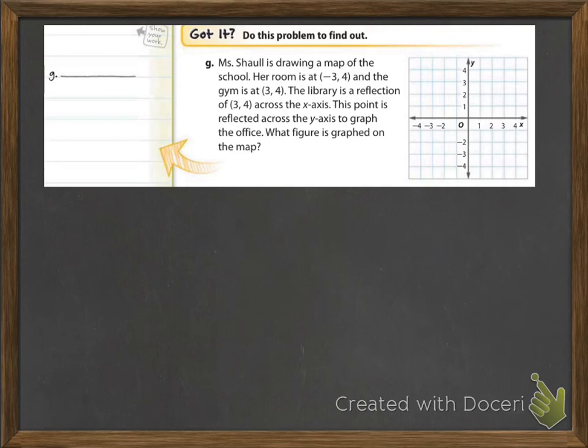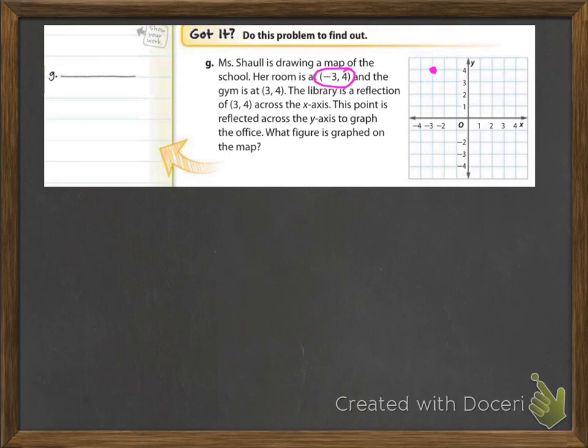Welcome back. Hopefully you were able to work through this problem with no problems. So I'm going to go ahead and color code this problem just like I did the last one. It says Mrs. Shaw is drawing a map of the school. Her room is at negative 3, 4. And so right away, even before I read the rest of the problem, I'm going to plot that. Negative 3, back 3, and positive 4. That means I go up to the 4. So that dot is going to be right here.